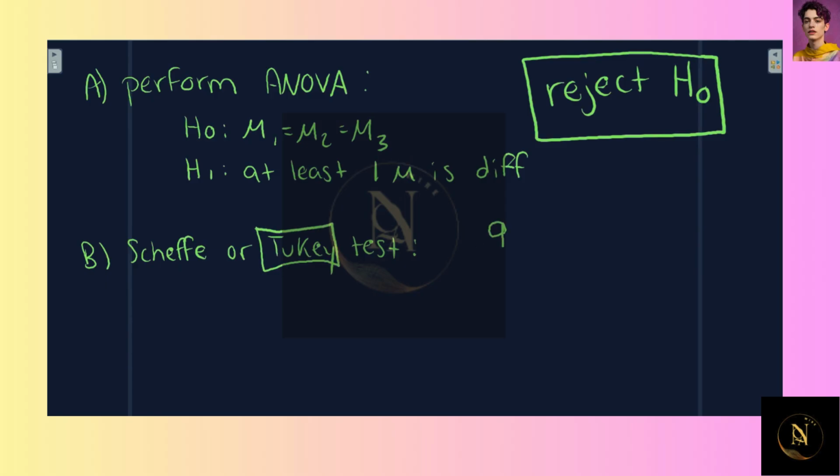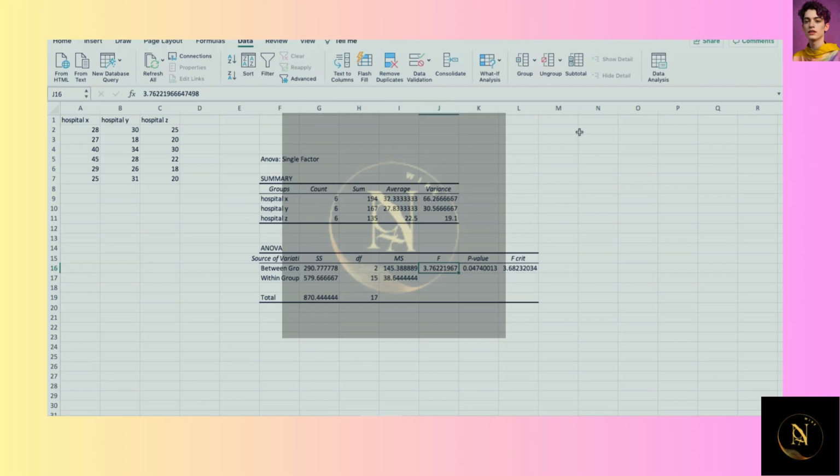The test statistic for this test is found by taking the mean differences and dividing that by the square root of our mean square within groups divided by n. And then our critical value is found with the q table. So let's go back to our Excel spreadsheet so we can do some calculations.